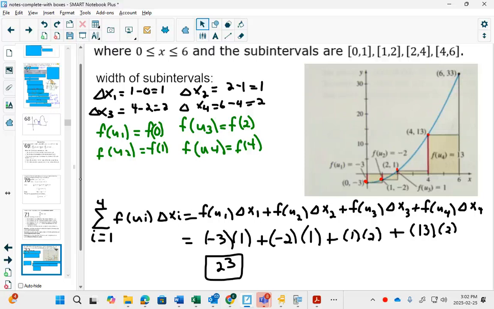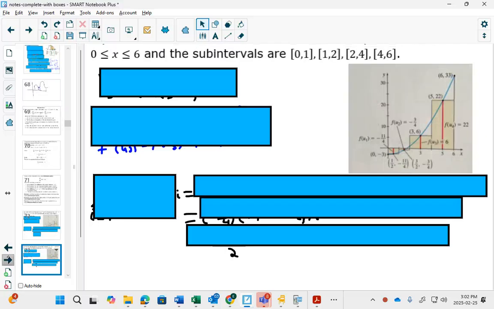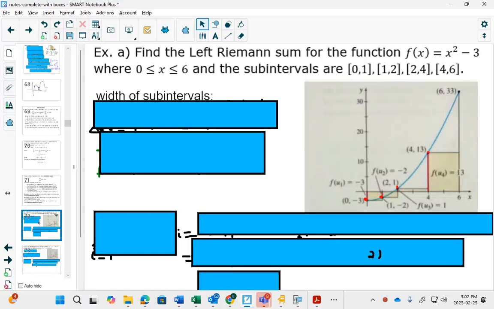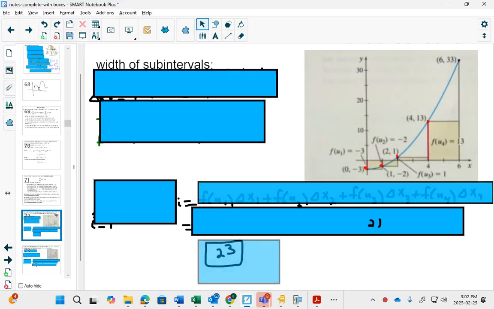So, left Riemann sums. Use the left endpoints to find the heights. Depending on the intervals they give you, you can find the width of those intervals quite easily. Can you see that this one's 1 wide, 1 wide, 2 wide, 2 wide? Can you quickly go back? I can quickly go back. Want me to uncover?